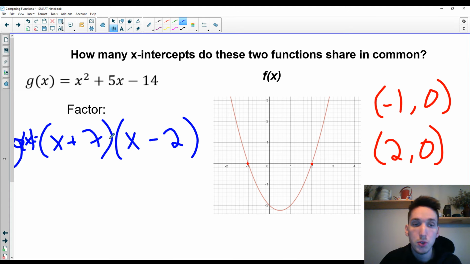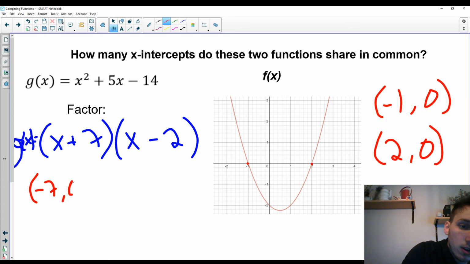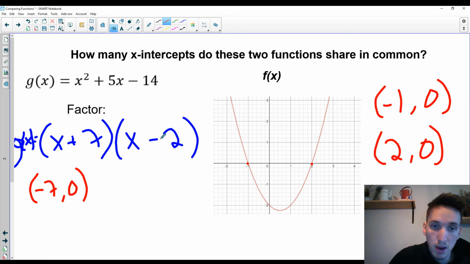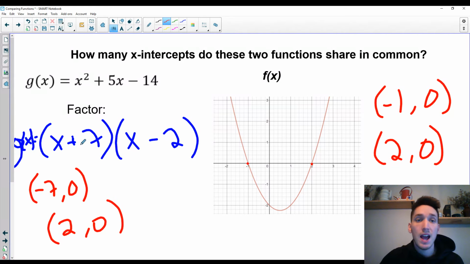And what we learned on Tuesday was how to find the x-intercepts from intercept form. And hopefully you remember, whatever these signs are in here, you've got to change to the opposite sign. So our x-intercepts, this +7 means one x-intercept is -7, 0. And this -2 means another x-intercept is +2, 0.